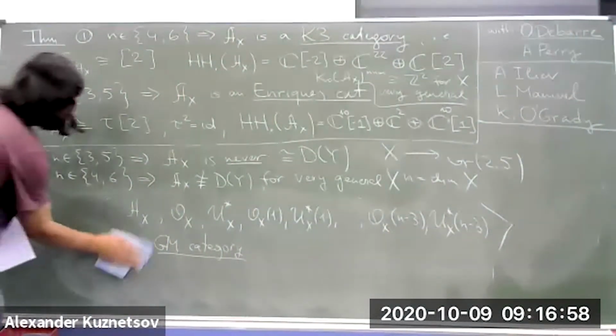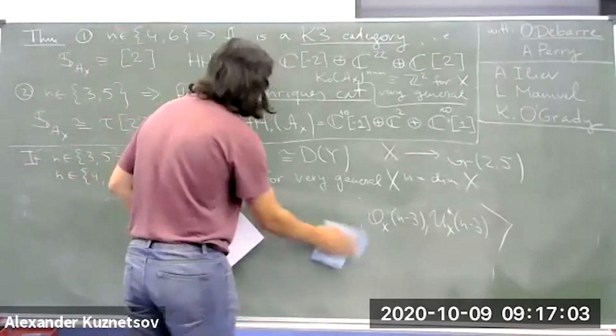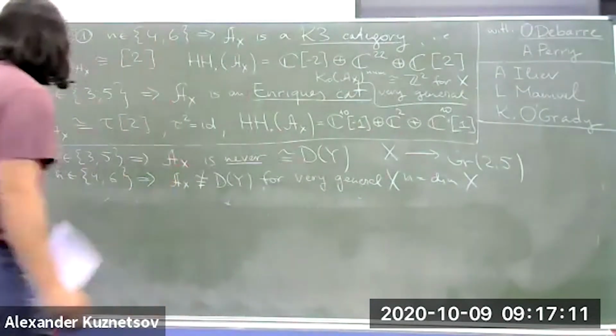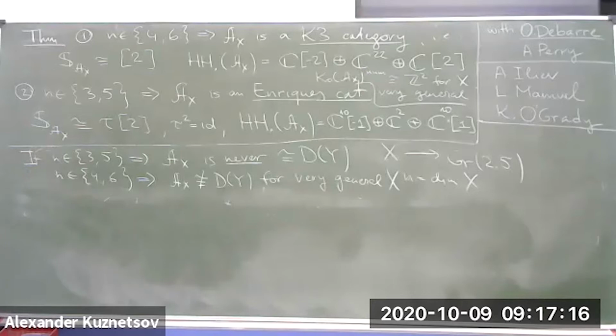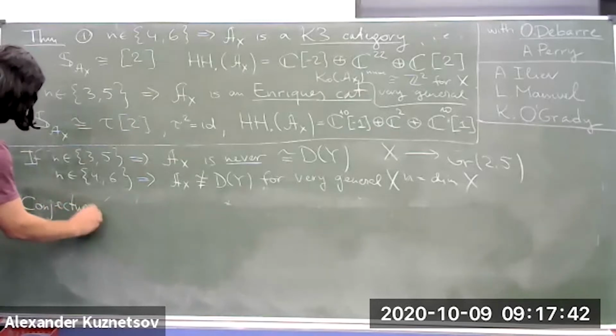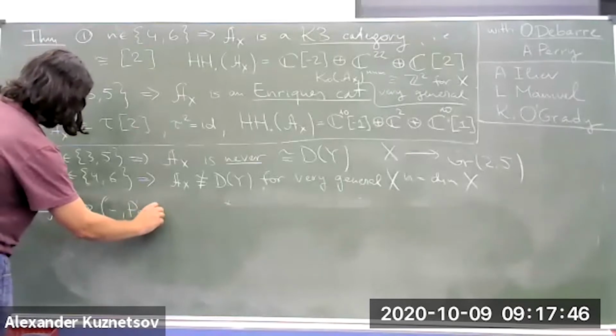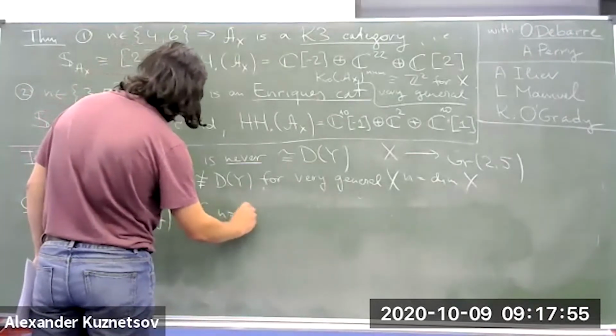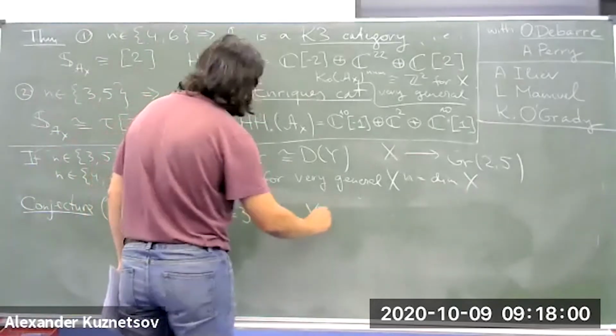Okay, these are the general properties of these categories. And you see, if you look at these properties, you can observe that when the dimension is even, these categories are very similar to the K3 category of a cubic fourfold, as I already mentioned. And when n is odd, they are somewhat similar to the non-trivial component of the derived category of a cubic threefold. And so one can guess that these varieties have very similar rationality properties. And this is the conjecture that we have, due to Alex Perry. The conjecture says that if n is 3, then X is never rational.